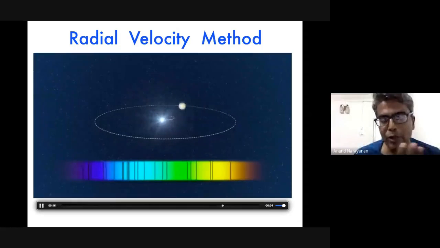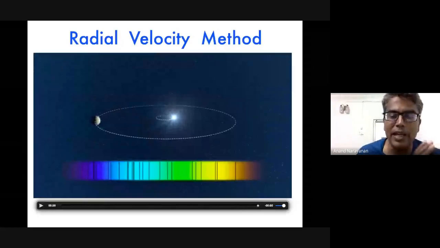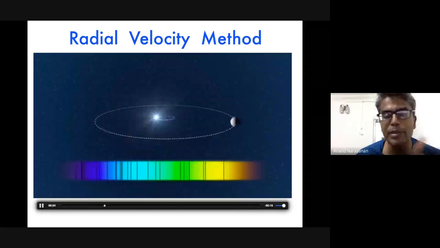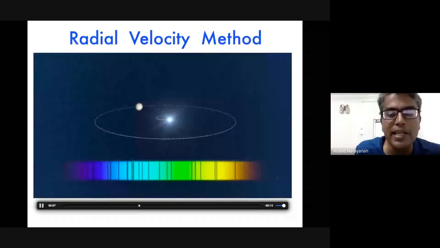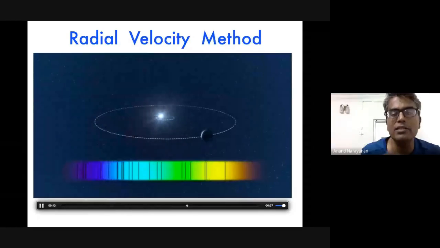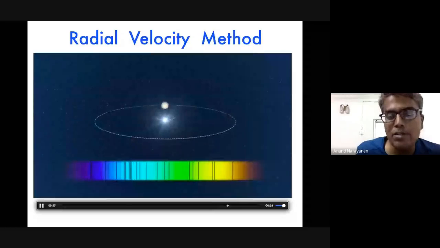So when we look at the spectrum over long periods of time, we will find that the spectral lines are blue shifting, red shifting, blue shifting, red shifting in a periodic manner. This periodic shift in the spectrum of a star is an indication that it is not stationary, but instead it is going around in circles. This kind of a motion of a star, because of an unseen companion.